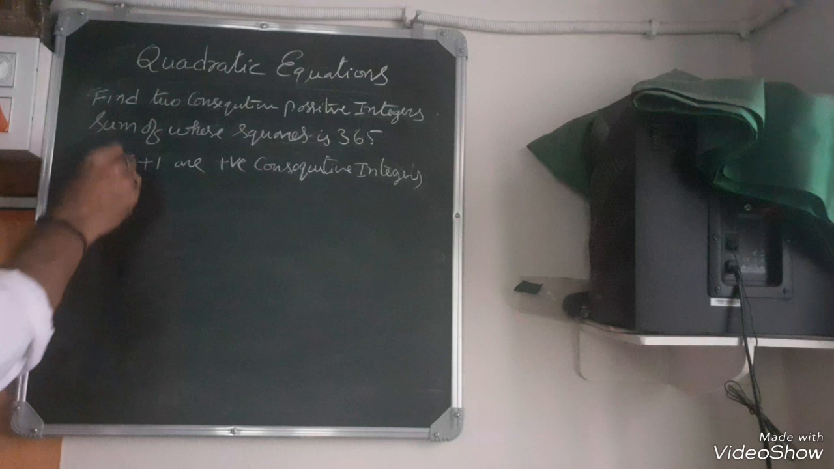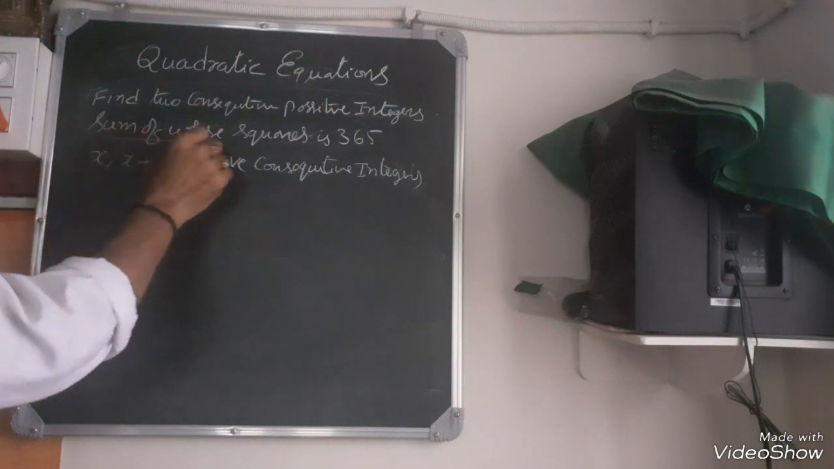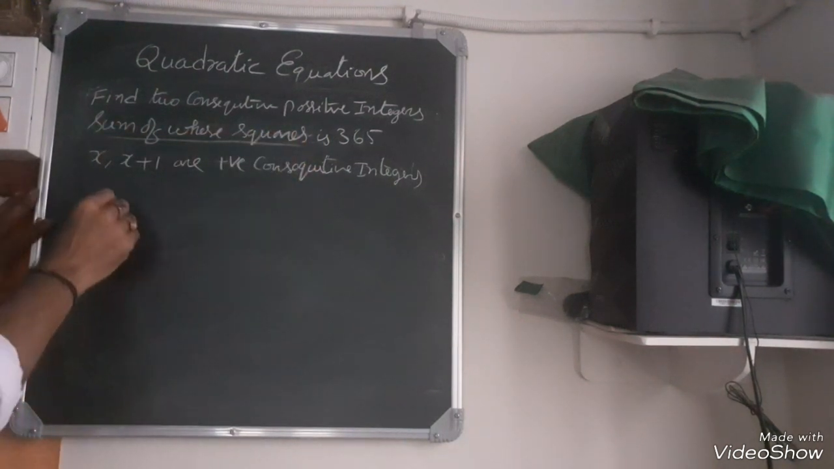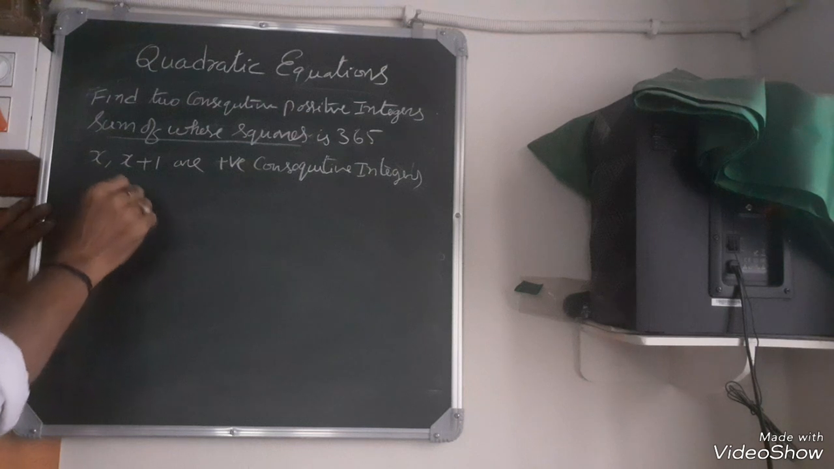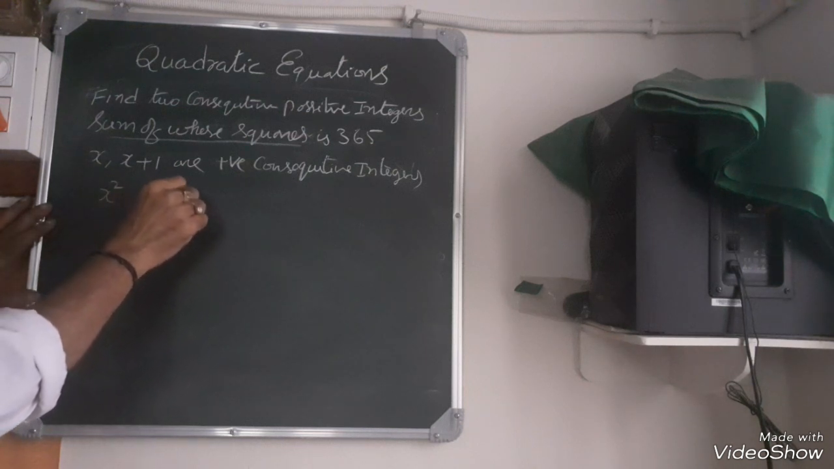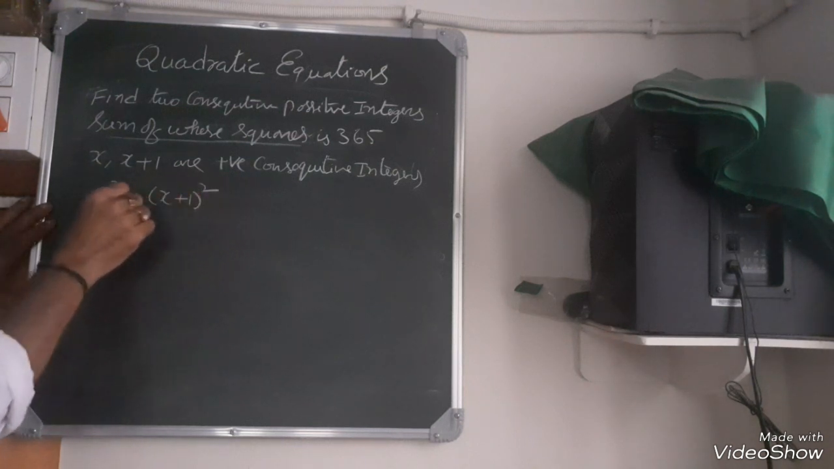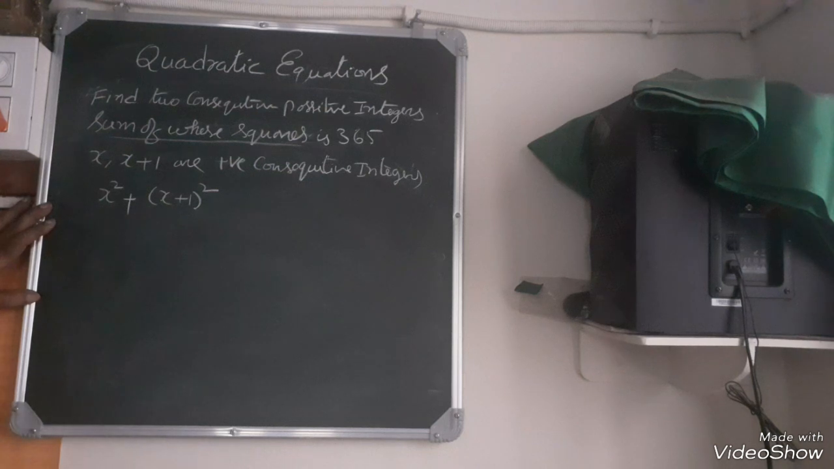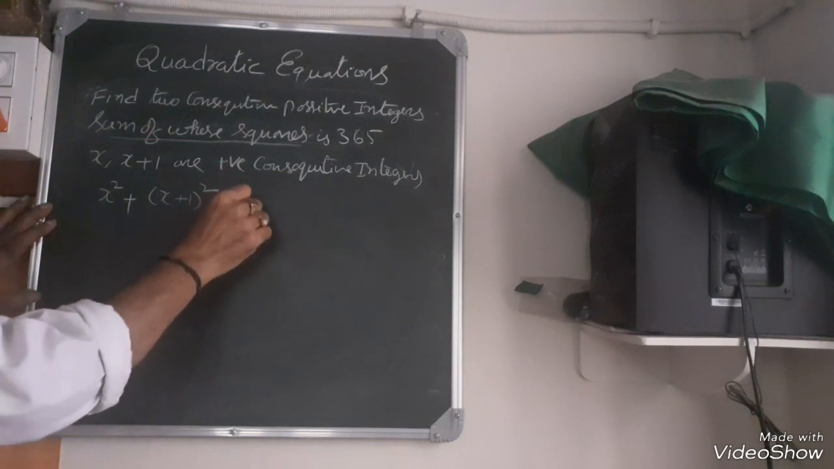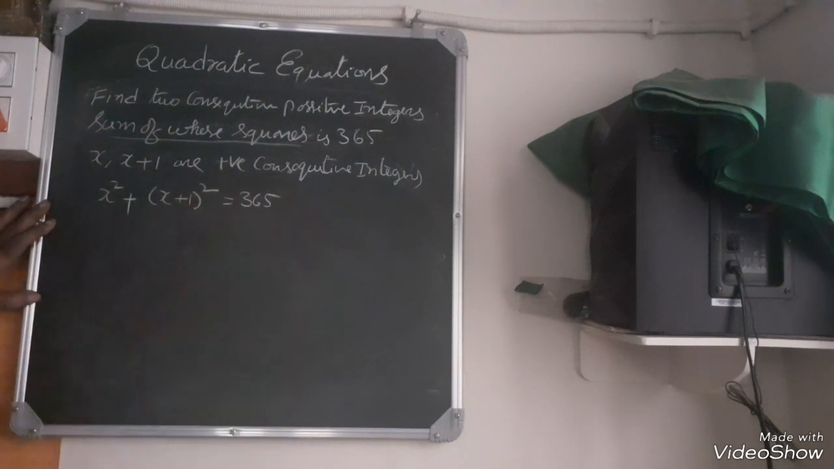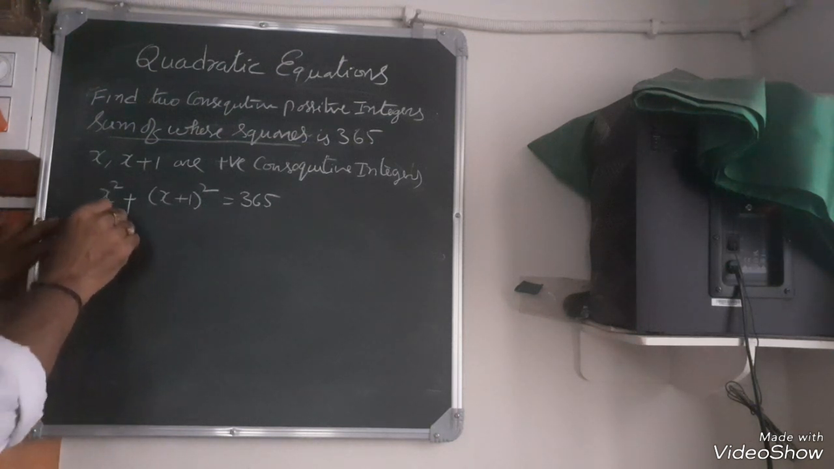Now what is given? The sum of whose squares. Squares mean x square, this is, and the second one x plus 1 whole square. Sum means plus, is equal to 365. Then find out. So here this is your x square.